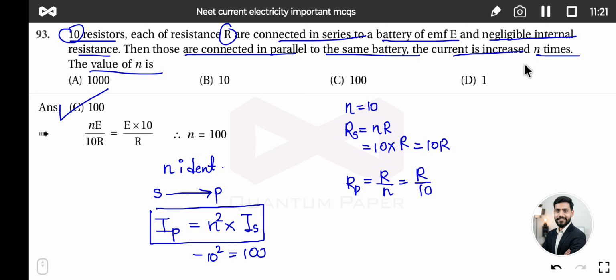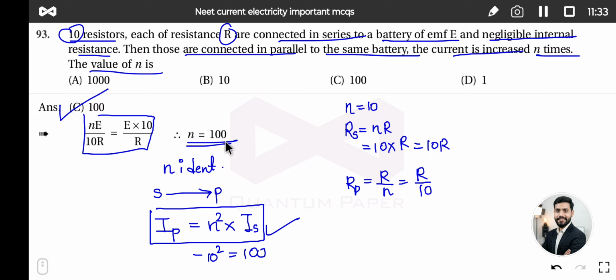The current increased 100 times in the parallel connection. This is a short method, and otherwise you can do it using the formulas. By using the formula also you will get the same answer, 100. Okay, before going to the second question, if you want the solution of this first method, I will give it to you.